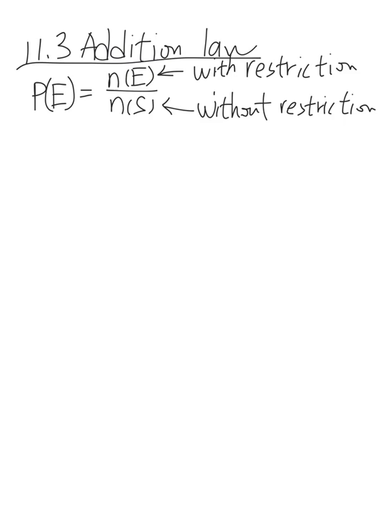After we know some basic concepts in 11.1 and 11.2, stating that the probability of a certain event is a fraction, the numerator is the number of choices in a certain event. That means a certain kind of event, a certain kind of sample space with restrictions over the number of choices in the sample space. That means the number of choices without any restrictions. So then we can go into the addition law of probability.